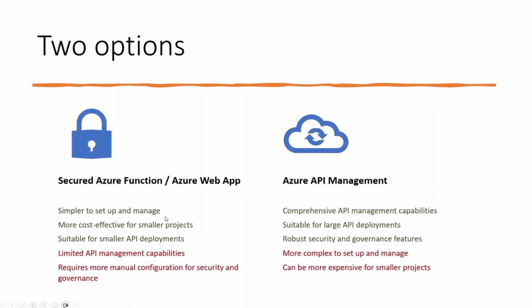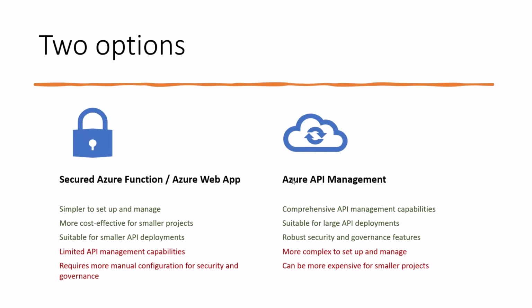For the Azure function one, if you look first, you see it's quite simple to set up, cost effective, and suitable for smaller API deployments. But it has limited API management capability and requires more manual configuration for security and governance. On the other hand, we have Azure API management. It has quite comprehensive API management capabilities, is suitable for large API deployments, and has robust security and governance features out of the box. So what are the drawbacks? It's more complex to set up compared to a secured Azure function. It can be more expensive for smaller projects. So it depends on the type of project you're working on. You can choose the option which works for you.